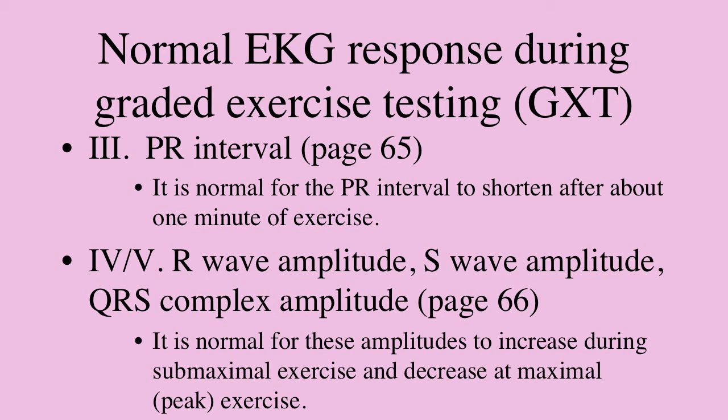When we talk about abnormal EKG during GXT, we'll expand on that topic and talk about a failing heart. But for now, that's the normal response. So that's 4 and 5 together on the outline.